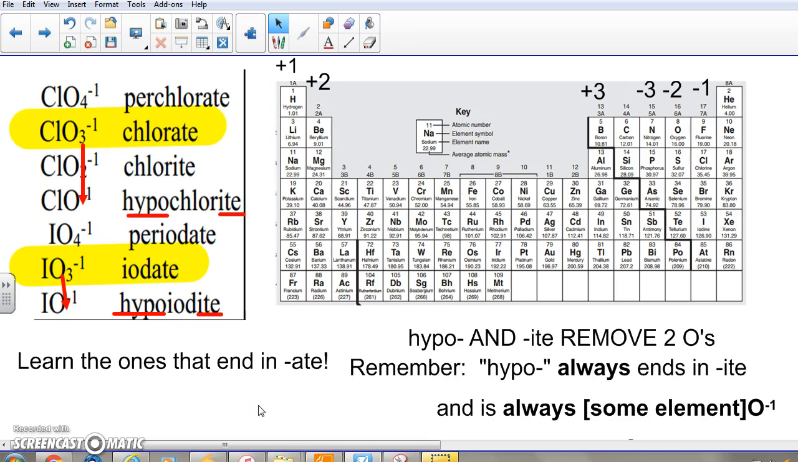So to review, we have learned the ates, ATE. If you add an oxygen to that formula, the name will get the prefix per. If you remove an O, the name will go from ate to ite. And if you remove an additional O, the ite will gain the hypo prefix, and none of these affect any of the charges. Really important rules. There are going to be ions for the next several weeks that follow this trend, and it's going to save you a lot of time to understand how that works.